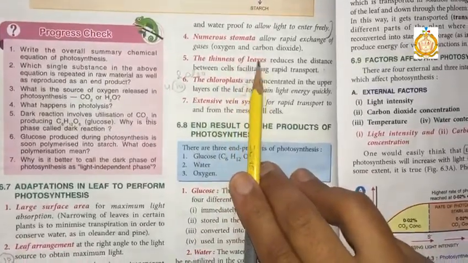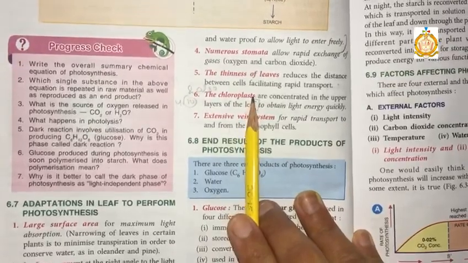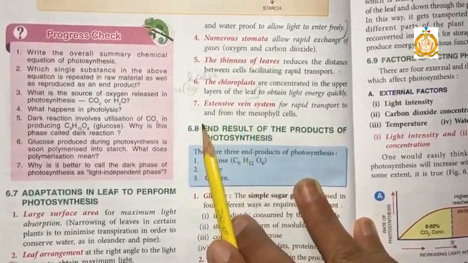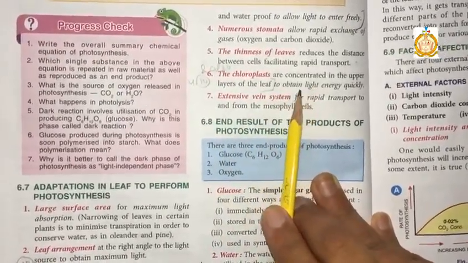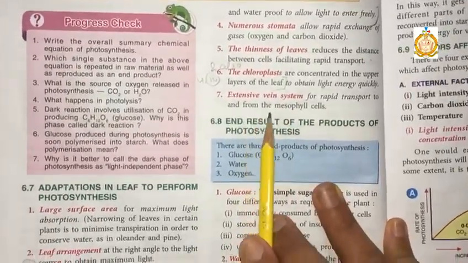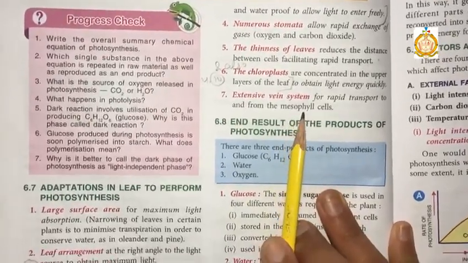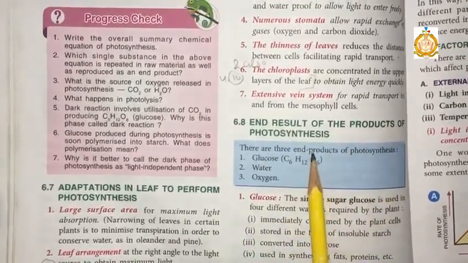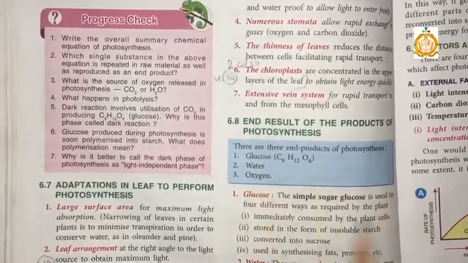The thinness of leaves reduces the distance between the cells for rapid transport. The chloroplasts are concentrated in the upper layers of the leaf to obtain the light energy quickly. Extensive vein system for rapid transport to and from the mesophyll cells, and that is more important because in that way rapid transport will take place. The end results of the photosynthesis process, what are the end products? First is glucose, second water, and the third thing is oxygen.